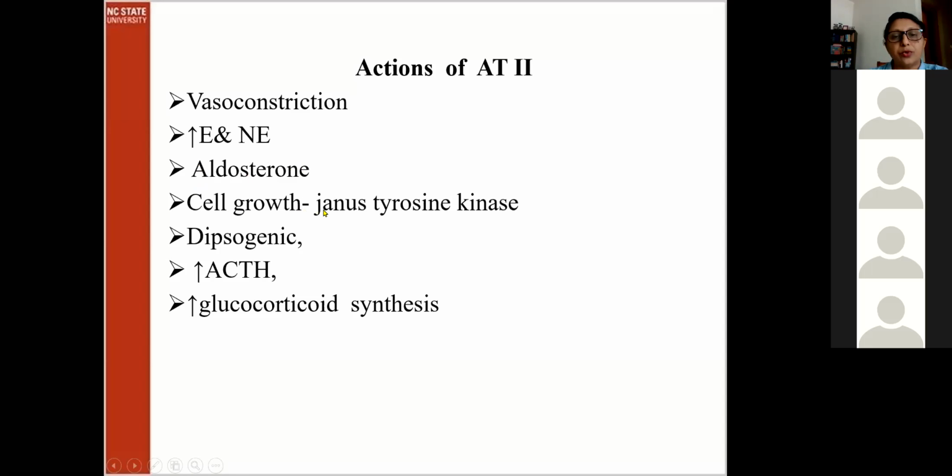Cell growth is mainly through the Janus tyrosine kinase enzyme transducer mechanisms. Then it also increases the drinking habit, that is, it is dipsogenic. Angiotensin 2 also increases ACTH, these are all minor, and increases glucocorticoid synthesis. So once again, it causes vasoconstriction, increases the release of epinephrine and norepinephrine, increases aldosterone synthesis and cell growth. Cell growth leads to some cardiac remodeling, we will come to that.